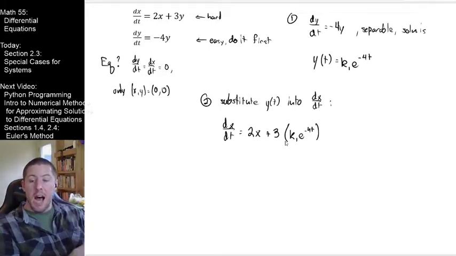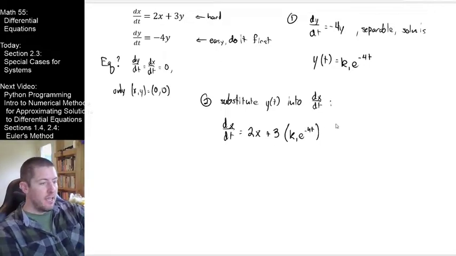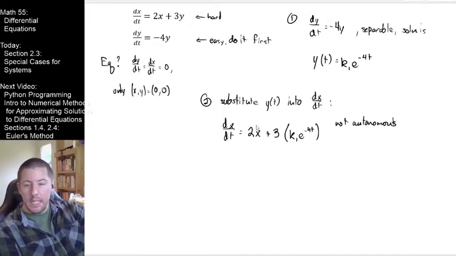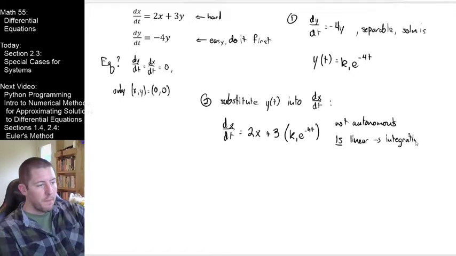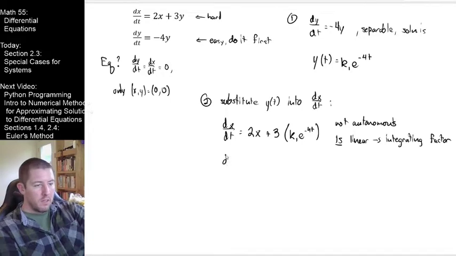You should notice that this is not autonomous anymore because it's got a t in it, but this is linear in x. This is a linear x term here with a dx dt. So let's go ahead and use our integrating factor to solve this for x. Let's do our usual moves here: dx dt minus 2x equals 3k1 e to the negative 4t.